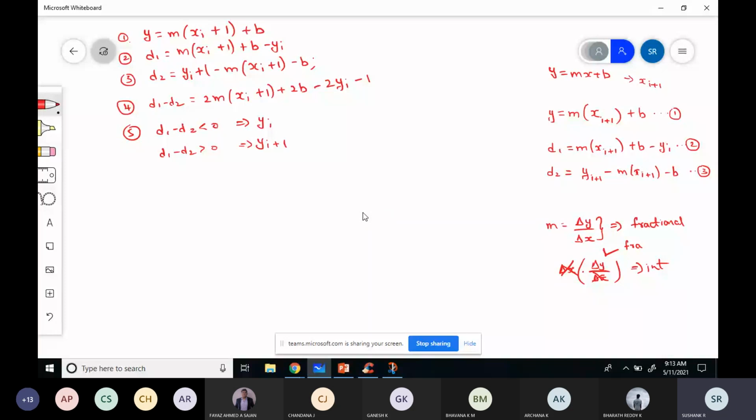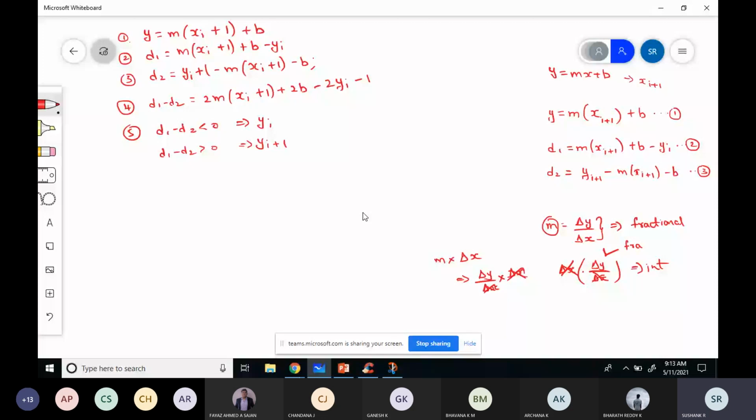So how the fractional part is avoided: you know that slope is equal to delta y by delta x. You are multiplying this slope with delta x, so the result will be delta y by delta x into delta x, and you get delta y as the answer. So that is the thing.